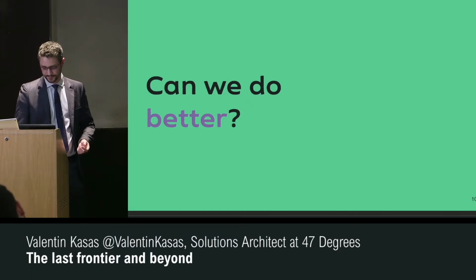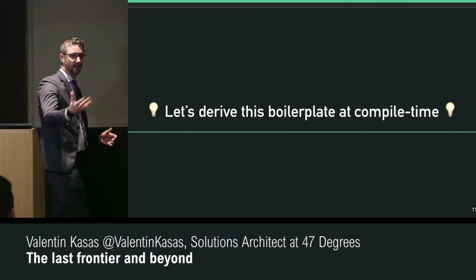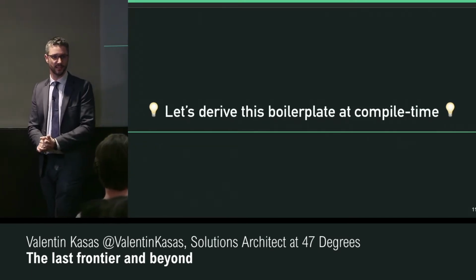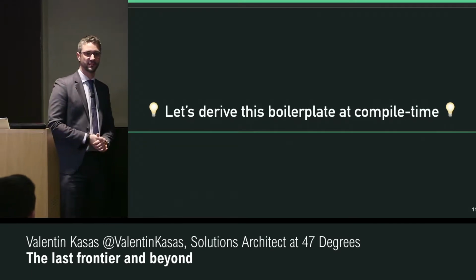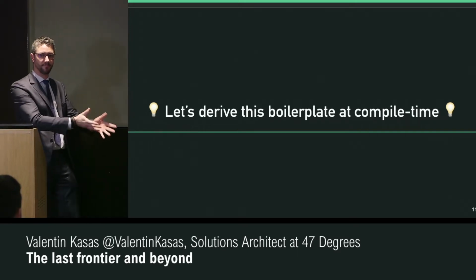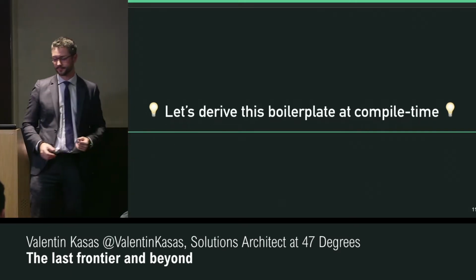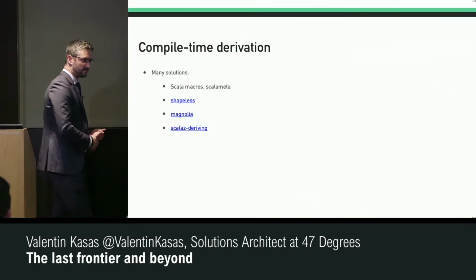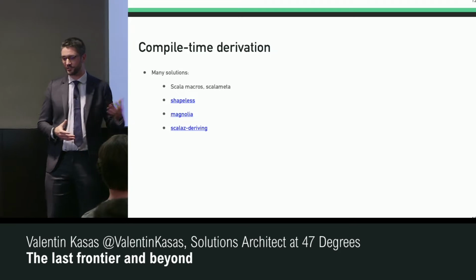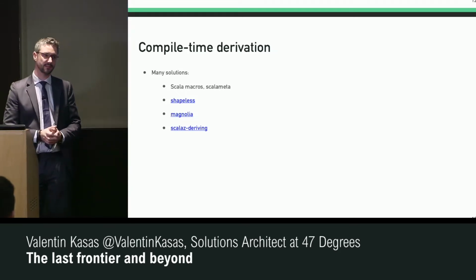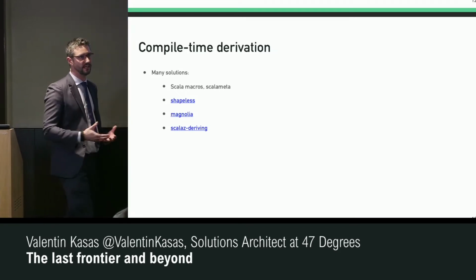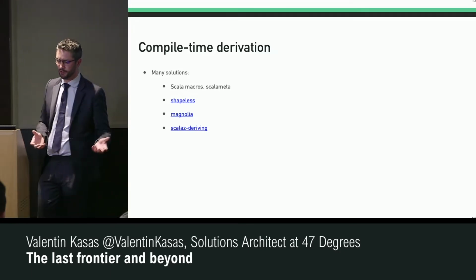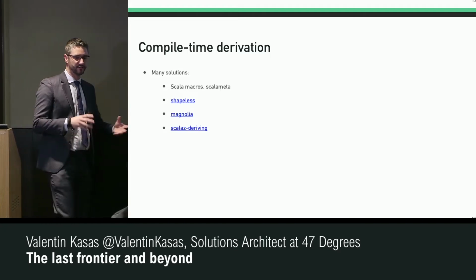So can we do better? The first idea, especially when you're a Scala developer, is to say, oh, let's use Shapeless and derive all that boilerplate at compile time. Let the very powerful Scala compiler work for us. And we have many solutions for that. We have Shapeless, I already said that. We have Magnolia that takes the same approach but is much faster at compile time. We have Scalaz Deriving.